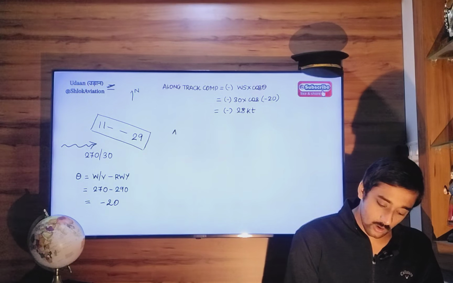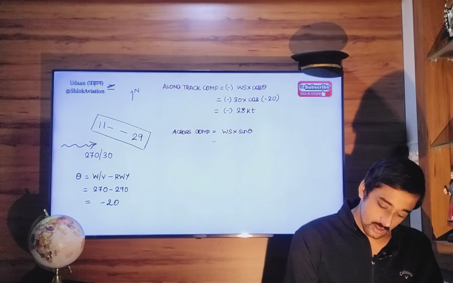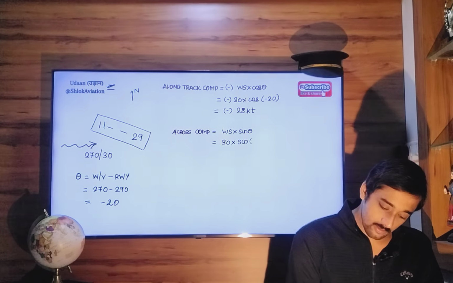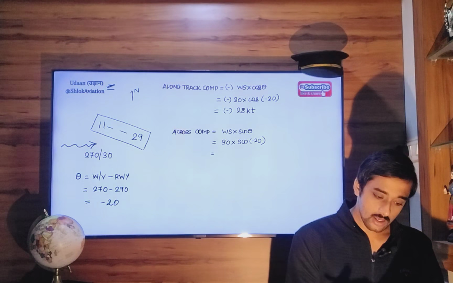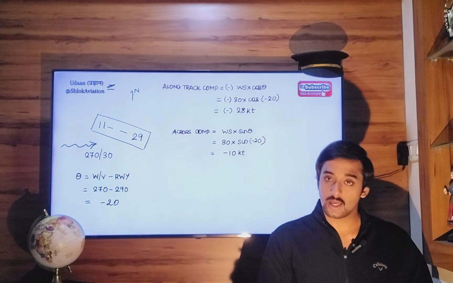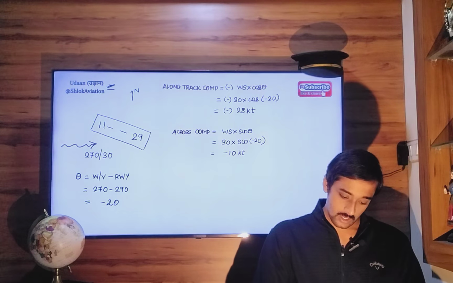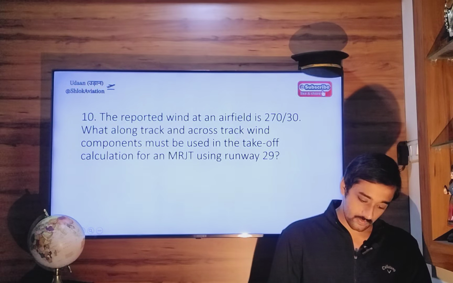A cross track or crosswind component will be wind speed into sine theta. So wind speed is 30 knots into sine of minus 20. So sine minus 20 into 30 is minus 10 knots, implying the winds are coming from the left hand side, right? So this is your answer, minus 28 knots and minus 10 knots.